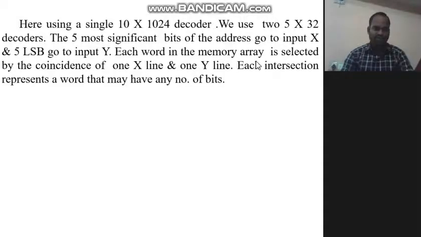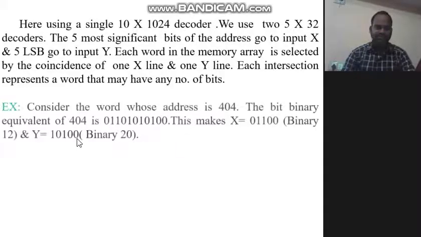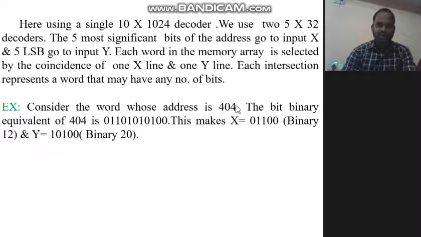Each word in the memory array is selected by the coincidence of one x line and one y line. Each intersection represents a word that may have any number of bits. For example, consider the word whose address is 404. Now we want to locate, or identify, the word at address 404, and decode the data present at that address.